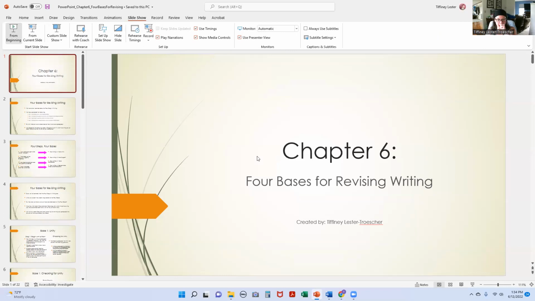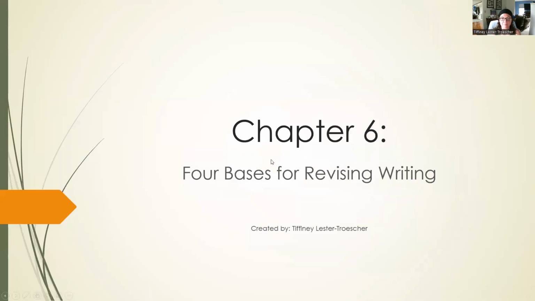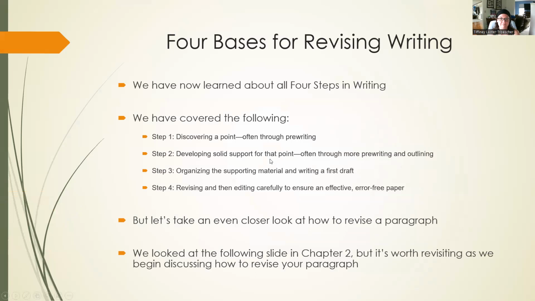All right, so again, we're on Chapter 6, 4 bases for revising writing. We've learned about all 4 steps. We've learned about all 4 bases. Step 1 is discovering a point, and that if you have a point and stick to it, you'll have unity. Step 2 is developing support for that point. Step 3 is organizing all of the material for that point and support. And then step 4 is more of the fine-tuning revising, where we're looking at sentence level errors.